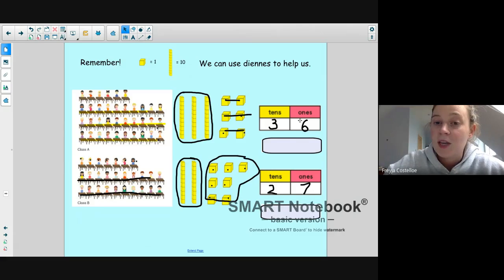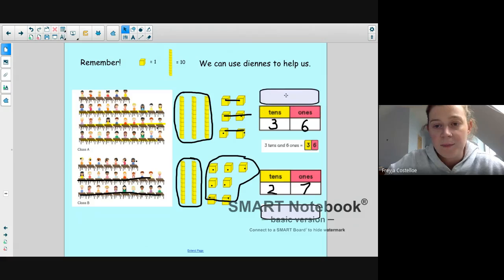I'm trying to trick you out here because, like I said, we want to look at our tens. 30 is a bigger number than 20. So let's have a look. 3 tens and 6 ones makes 36.